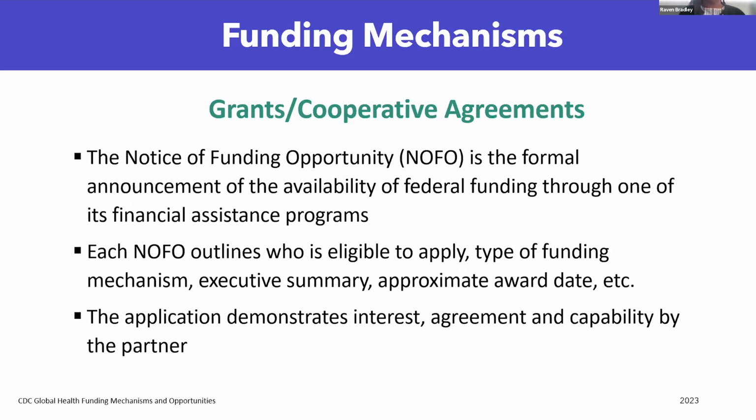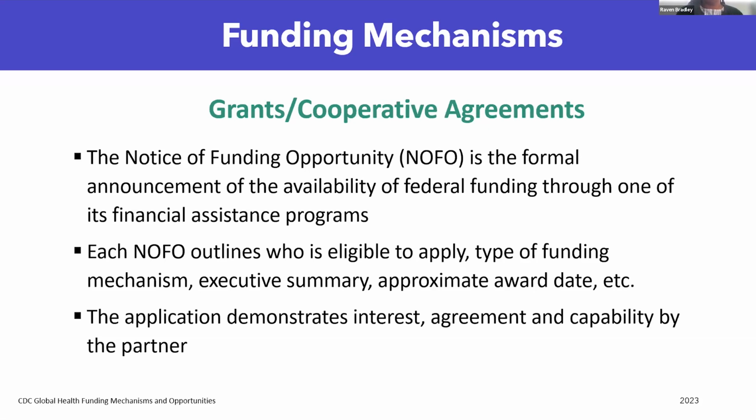So key things to know about grants or COAGs. One of the most important parts of these mechanisms is the Notice of Funding Opportunity, or the NOFO. It's the formal announcement of the availability of federal funding through one of its financial assistance programs. Each NOFO outlines who is eligible to apply, types of funding mechanisms, the executive summary, approximate award date, and other really important information. The key information that this document outlines provides insight on exactly what is needed to apply.